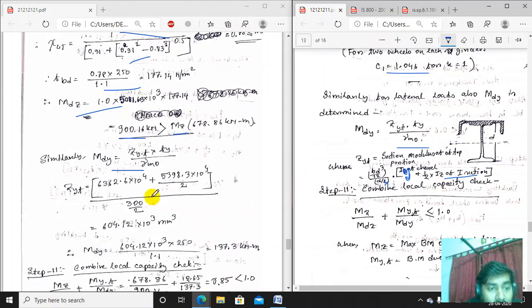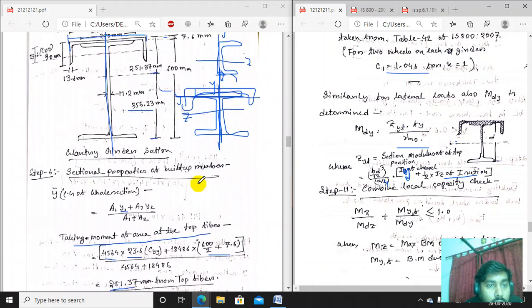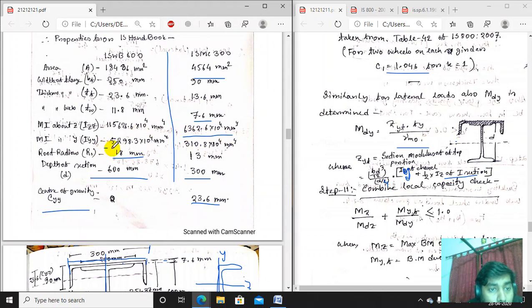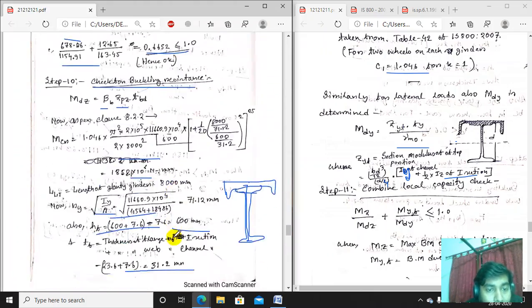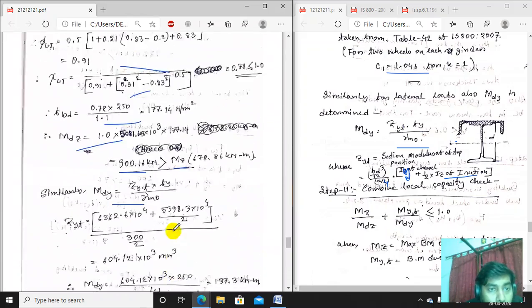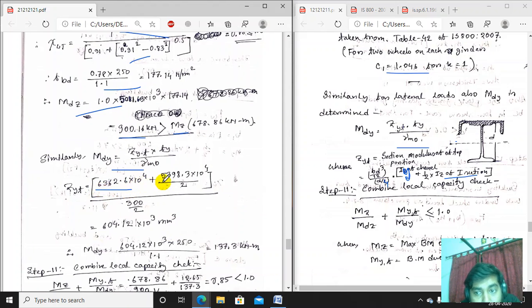So putting all the values here, Iy of the channel that we have got here, Iy of the channel equals to, if you see, Iz of the channel equals to 6362.6, and Iy of the channel is equal to 5298.3. So putting all the values here, okay, putting all the values here, 6362.6 and 5298.3 into 2. Putting all the values here.